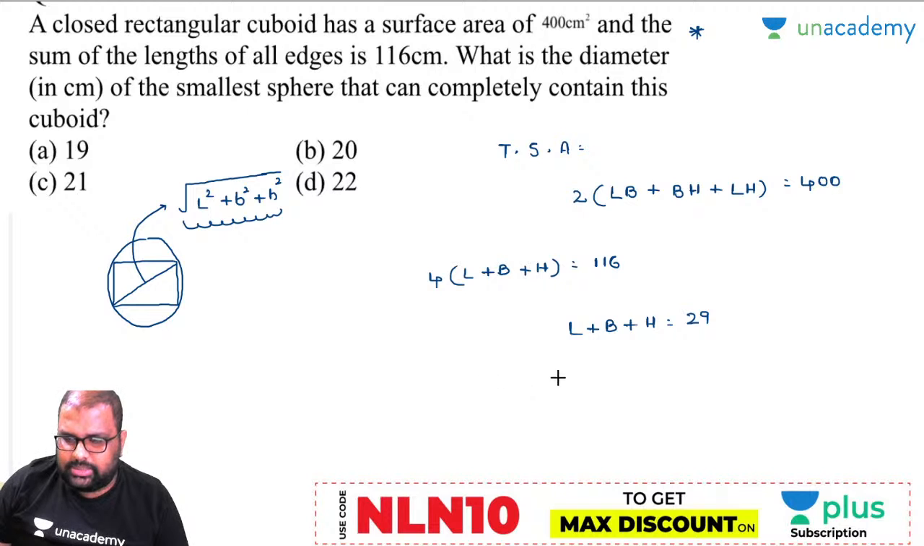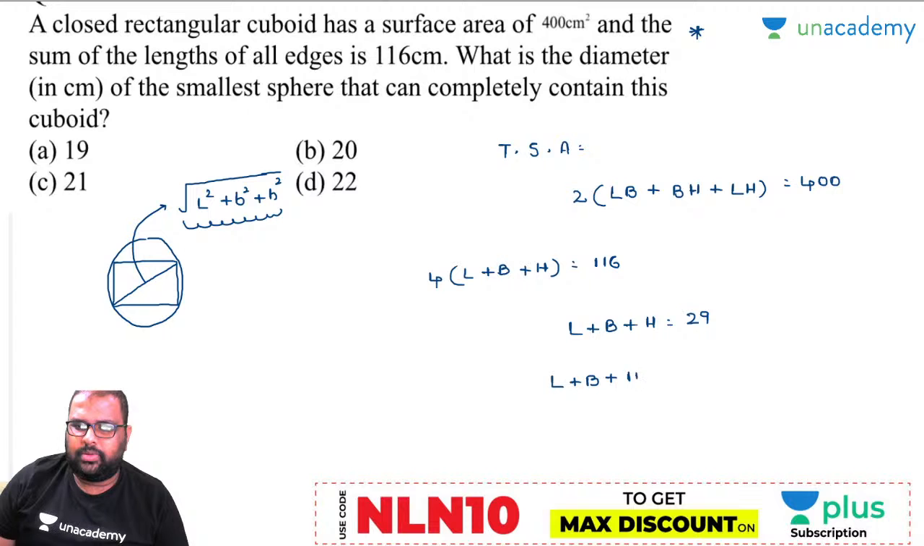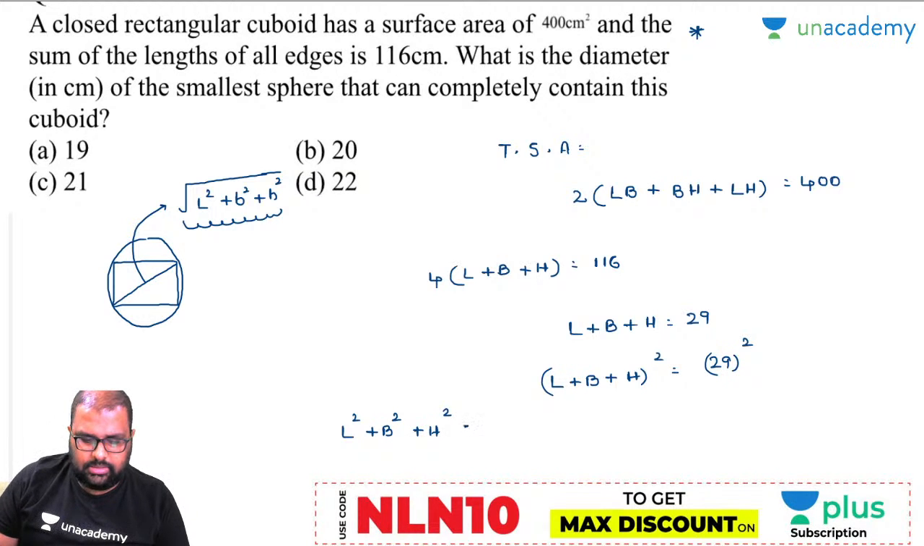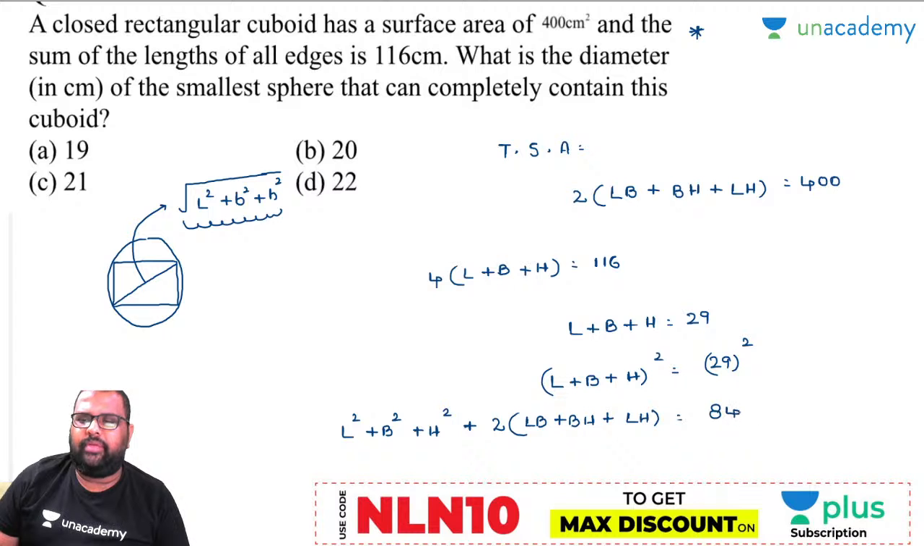Can I square it on both sides? Yes, I can. I can write L plus B plus H whole square is equal to 29 whole square, which is nothing but 841. So everybody knows (A plus B plus C) whole square, so L square plus B square plus H square plus 2 into (LB plus BH plus LH) is equal to 841. 29 square is nothing but 841. And you know this value as 400.